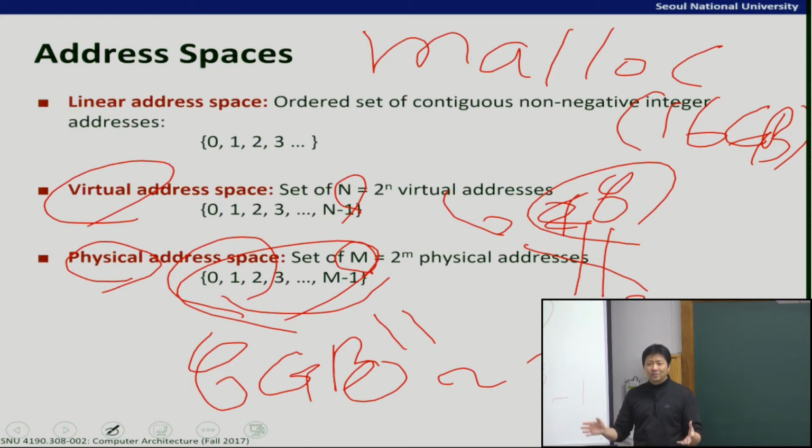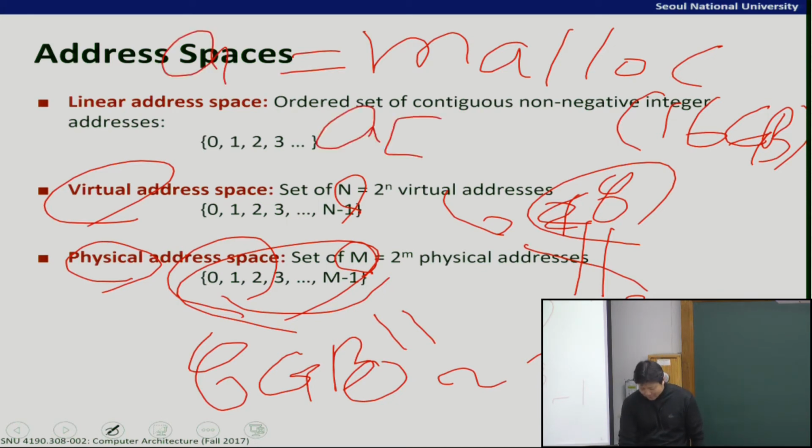Let's say you malloc some array, like an integer array A, and then you access this array with a very high index. Let's say you assign a number to the array. Then would this program just work, or will it die?